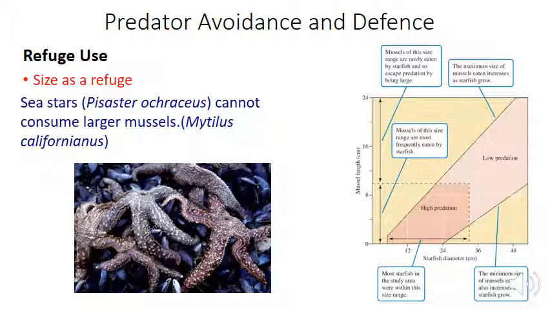And one thing that experimenters did in this case is they excluded sea stars from a patch of the intertidal zone and allowed the mussels in that patch to grow really large. Then they reintroduced the sea stars, or allowed the sea stars access, and what they found was that predation rates were incredibly low in that patch, because all of these mussels had grown large enough to be ignored by the sea stars.